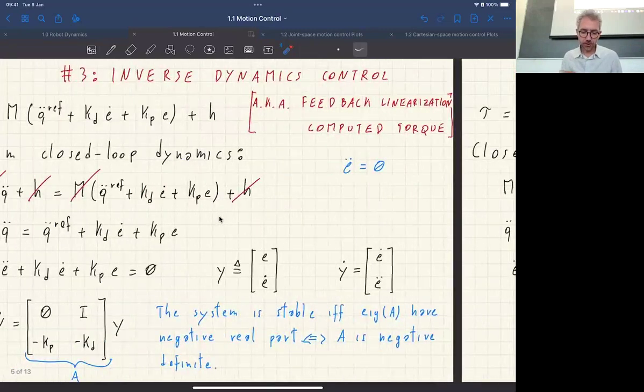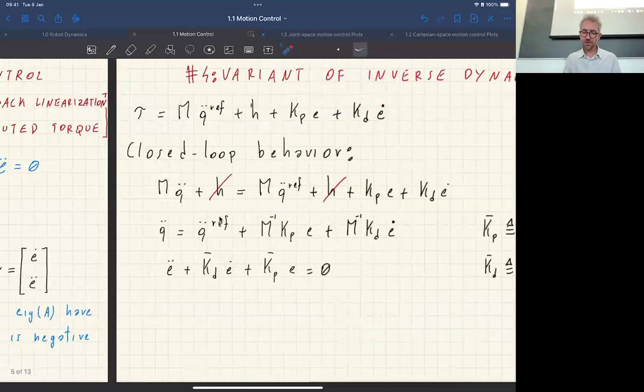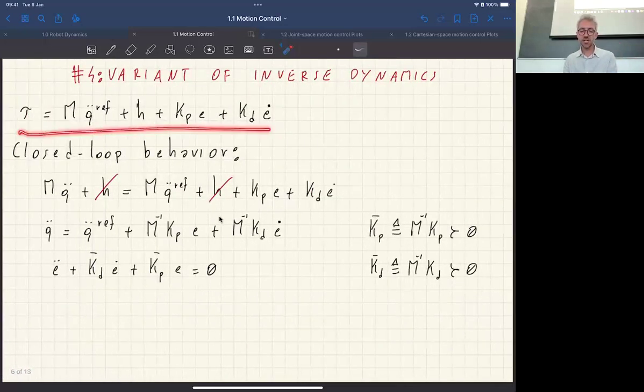Okay, so remember this controller here. Look at it, because now I'm going to show you a variation of this control law, which is very common in practice, which is the following one. It looks almost the same as the previous one. Did you spot the difference?